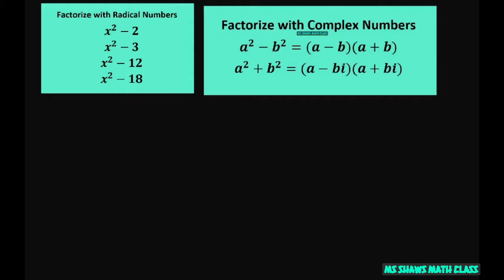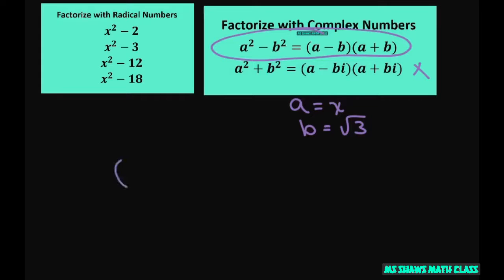And so the other ones are pretty simple. Just set things up. The square root of x squared is just x, so a is x. The square root of 3 is just square root of 3. So just using this formula. This is for when we have i's, but we don't have that in this video. So you're just going to write x minus square root of 3 times x plus square root of 3.